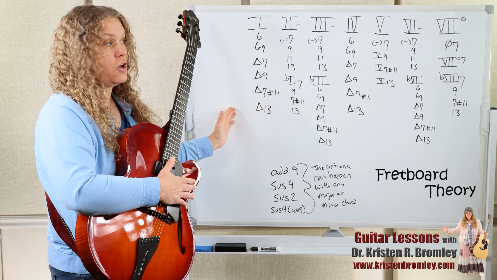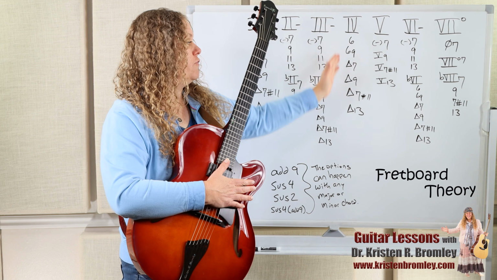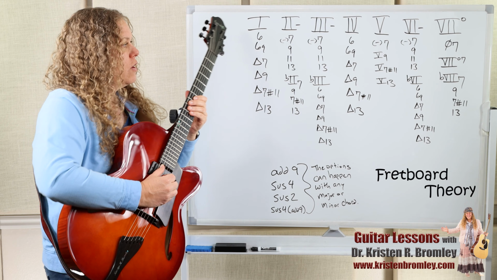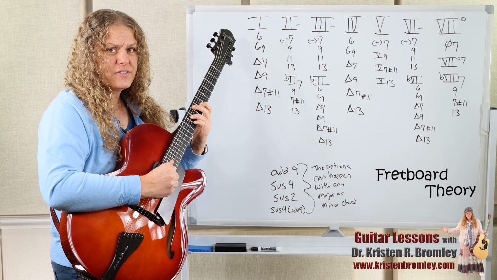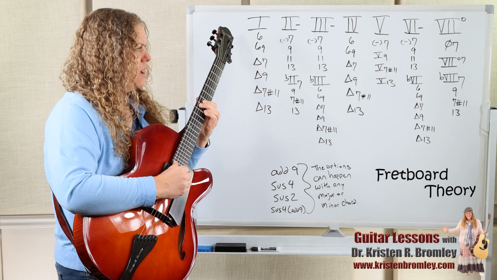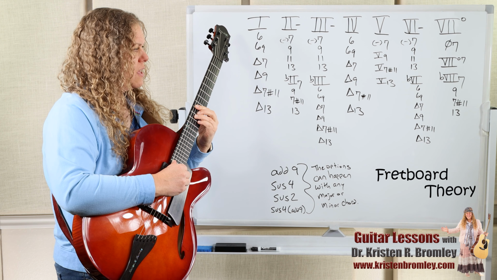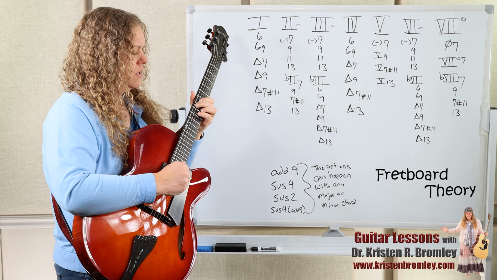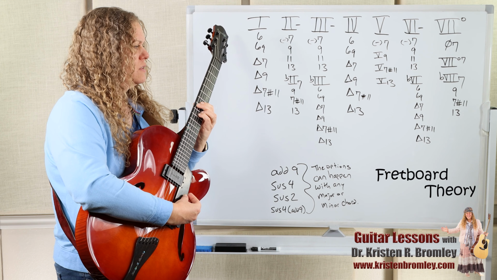All those types of sounds fall naturally with the 1 chord. All those types of sounds also fall naturally with the 4 chord. So we would have that with our F. We could have an F6, an F6-9. We could have an F major 7, an F major 9, an F major 7 sharp 11.